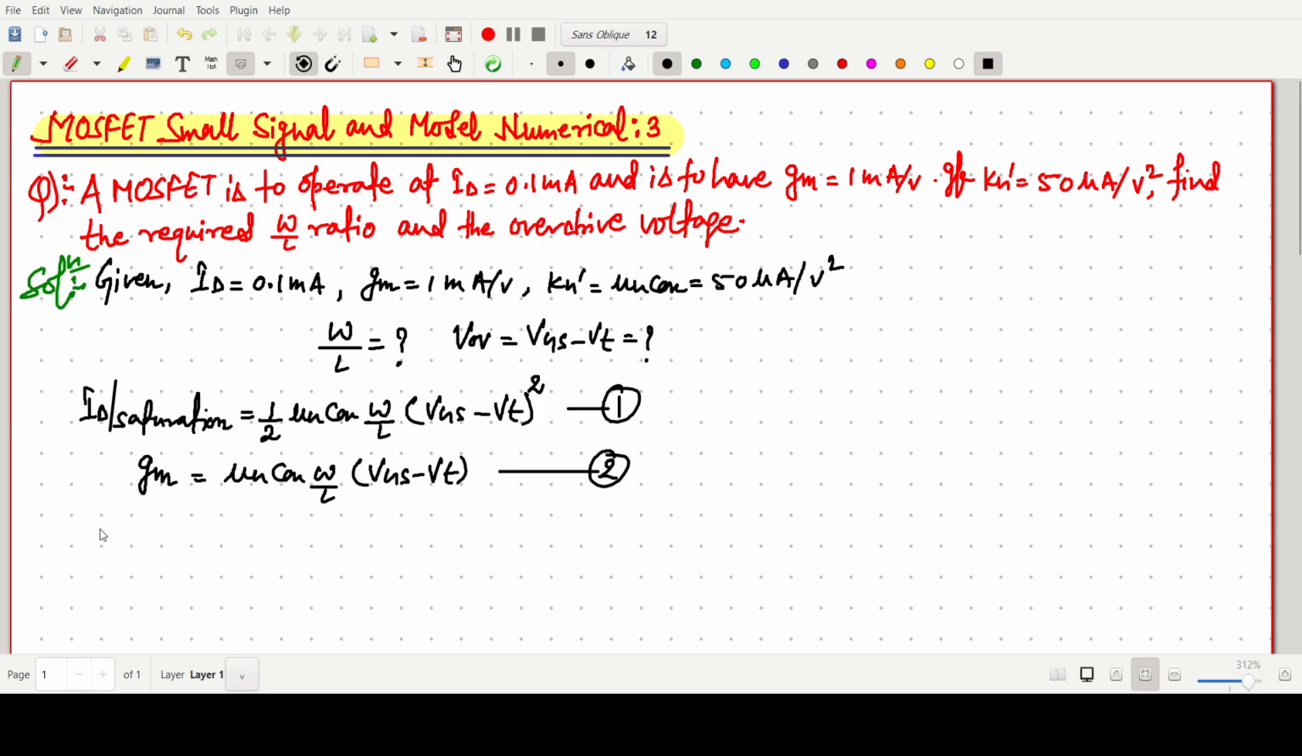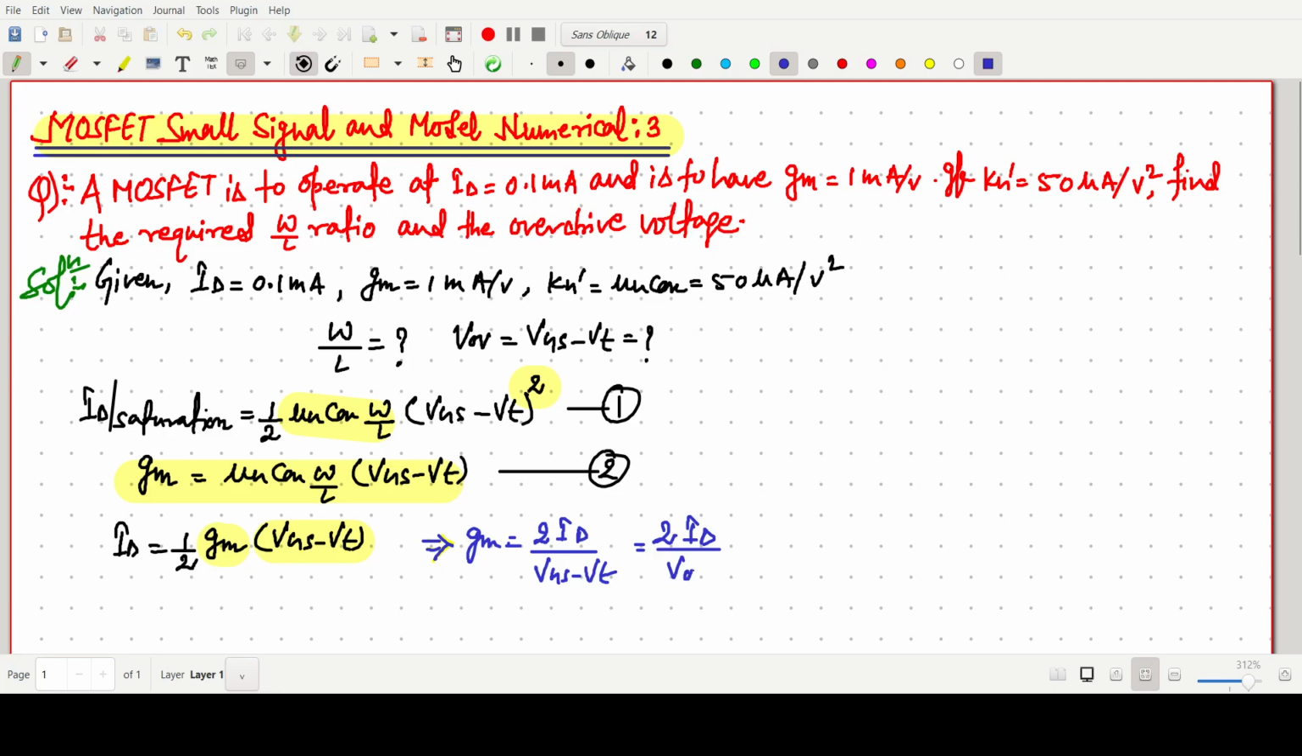So one can write the ID expression like 1 by 2 gm (VGS minus VT), because this term, the transconductance term mu n Cox W by L, we can write instead as gm. So ID equals 1 by 2 gm (VGS minus VT), or in some papers you can see the transconductance written as gm equals twice ID by (VGS minus VT), or twice ID by VOV, the overdrive voltage.